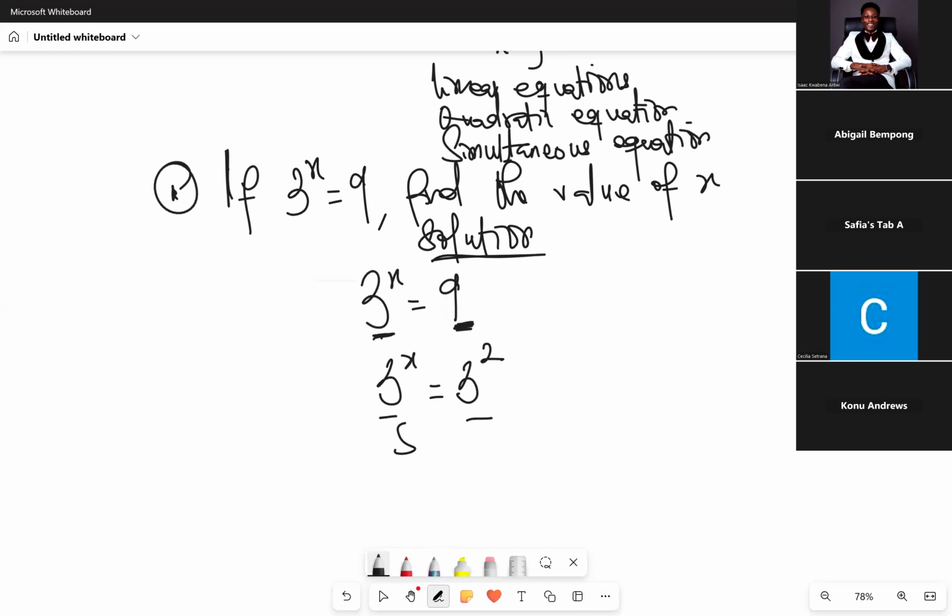since the bases are the same, x is equal to 2. That's all. You equate the powers, so the x equals 2. Yeah, that's all.